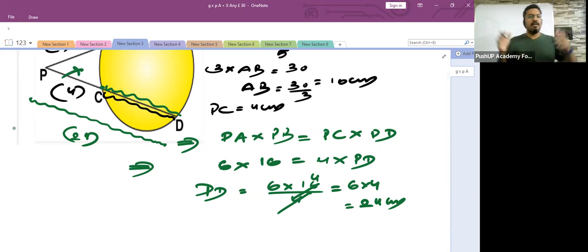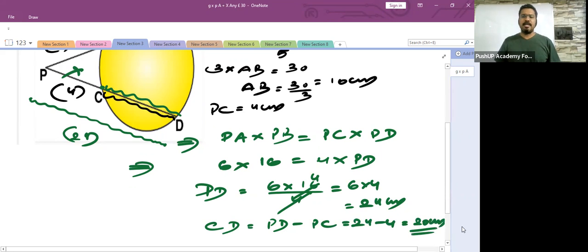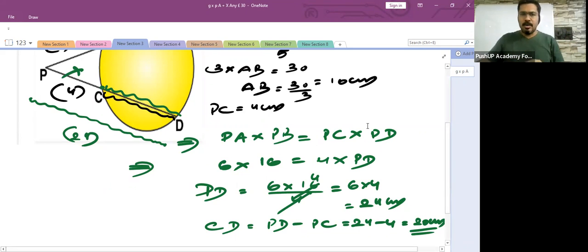So how will you find it? 24 minus 4, right? So you will get CD is equal to the whole of PD minus PC. That is equal to 24 minus 4, and that is equal to 20 centimeters. This was the answer. Any doubts, children? Alvin, Sean, everyone got? Jeevan, Pavesh? All right. Online students, everyone got, no? Yeah. Very good, children. 20.